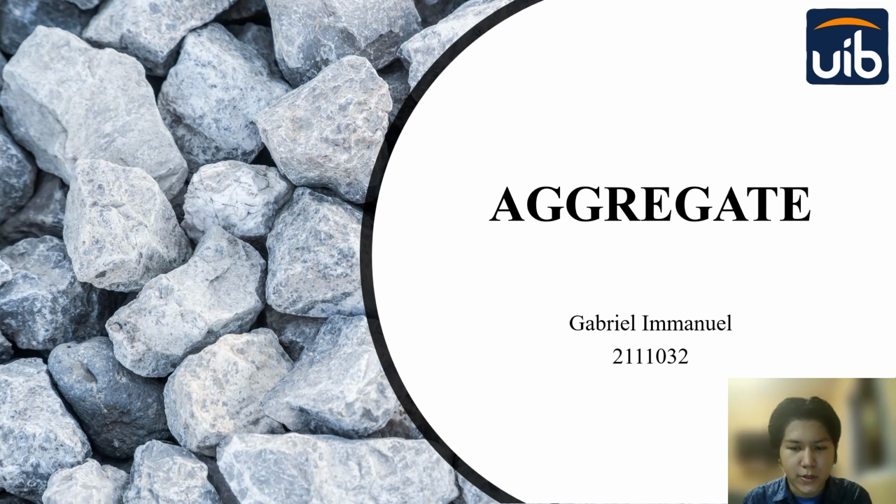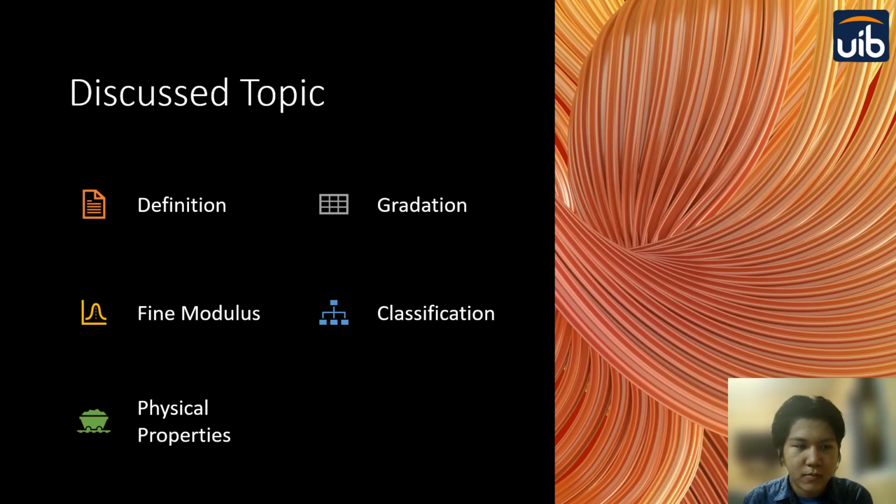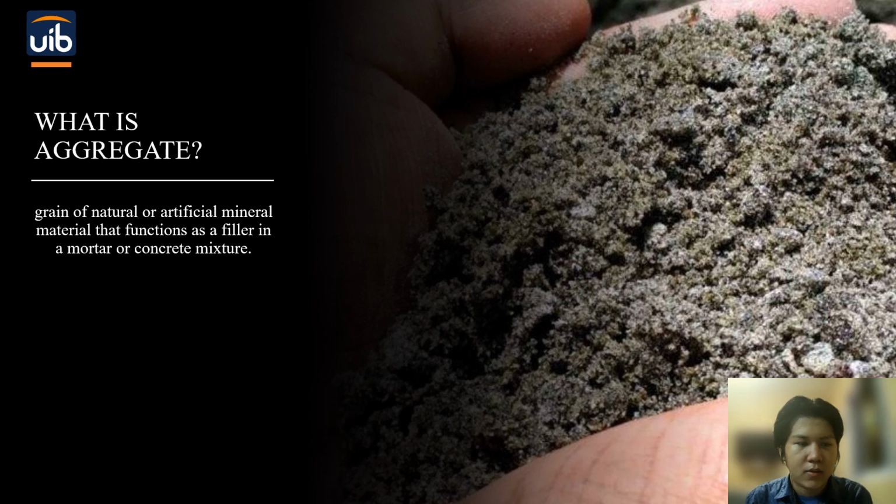Today we are going to discuss aggregate. Our discussion topics are definition, gradation, fineness modulus, classification, and physical properties. What is aggregate? Aggregate is a grain of natural or artificial mineral material that functions as a filler in a mortar or concrete mixture.